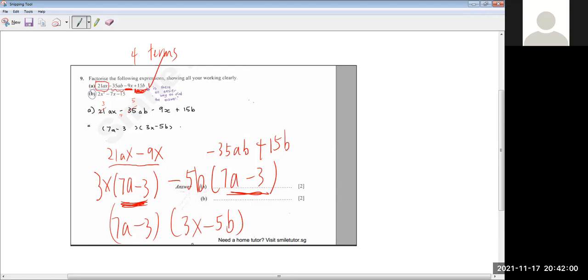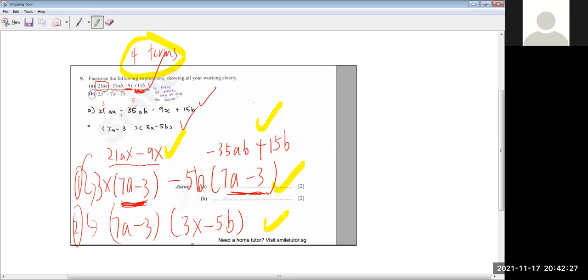Of course, you can do it your way. Actually, I don't know how you get yours. But if you want to do it the correct way, then this is your first step, and this is your second step. There is no easier way. For 4 terms question, you need to group them into pairs first. Once you group them into pairs, then after that, you just do step 1 and step 2. Are you clear?